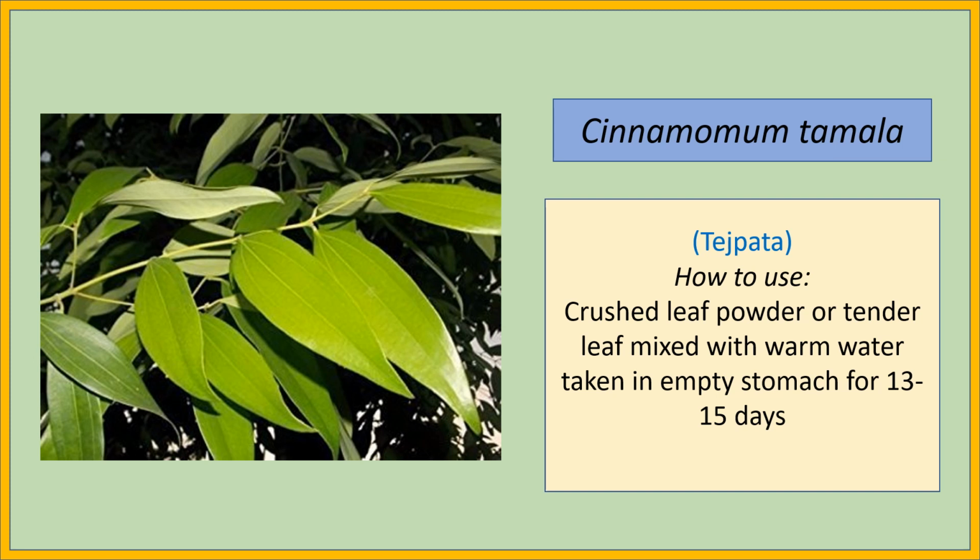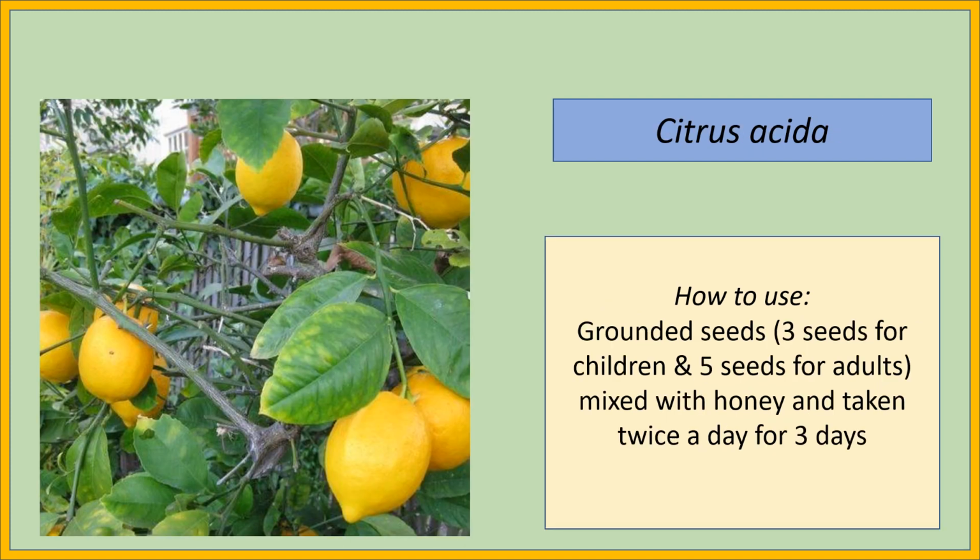Again, this is Cinnamomum tamala or tejpata. We normally have it in the household, so it is easy to find. You can crush the leaf, mix it with warm water, and take it on an empty stomach for about 13 to 15 days. So it's a way to get rid of such diseases. Here again, Citrus acida. You can take the ground seeds, 3 seeds for children and 5 seeds for adults, mixed with honey and taken twice a day for about 3 days. An effective way to get rid of such diseases.